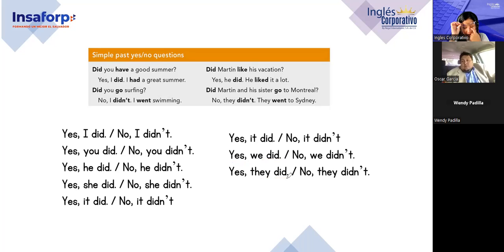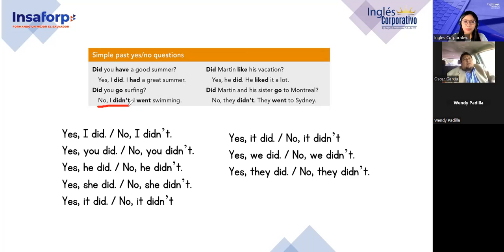Look what we have here. Vean los ejemplos que tenemos. Esta simplemente es la forma corta de responder. This is the short form. Acá tienen un ejemplo de forma corta, forma completa, the complete form. Did you have a good summer? Short form. Yes, I did. ¿Cómo la convierto en forma completa entonces? Volvemos a repetir la información o a afirmar, confirmar lo que me están consultando. Did you have a good summer? Yes, I did. I had a great summer. Yo tuve un genial verano. Did you go surfing?